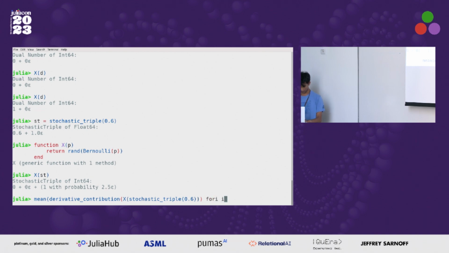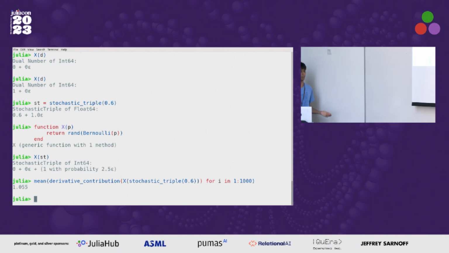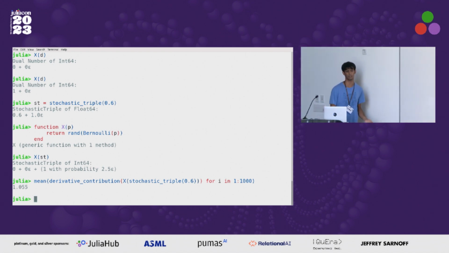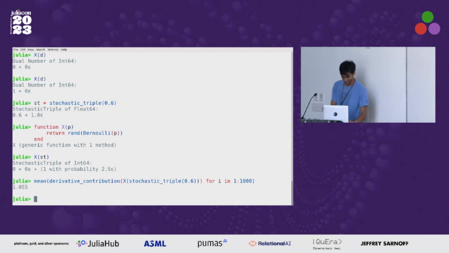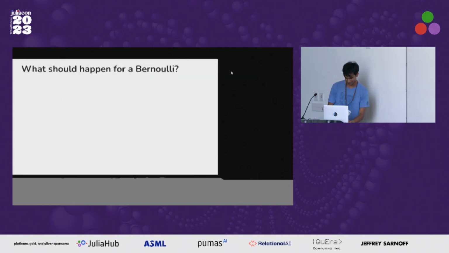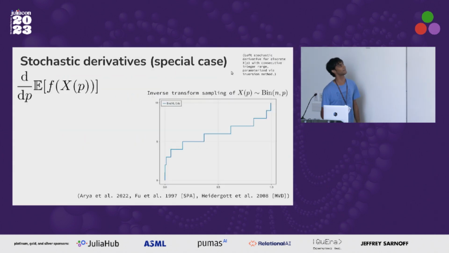hopefully I have the brackets right there, a bunch of times, we'll get what we'd actually expect. The expectation of a Bernoulli is equal to P. Okay, but maybe this is not the most impressive result in the world. We'll hopefully get to something better. So yeah, we've seen this.